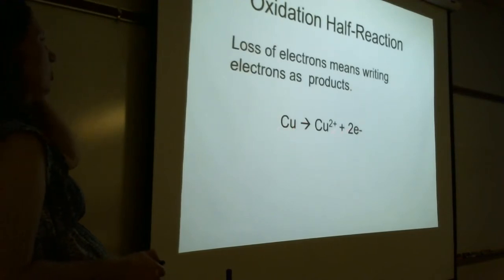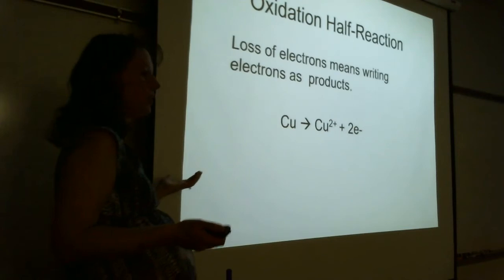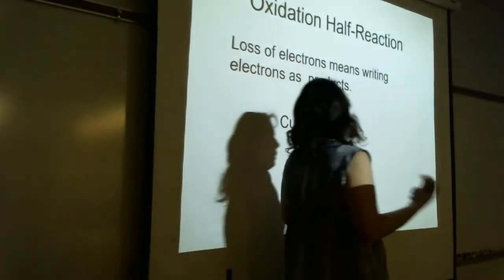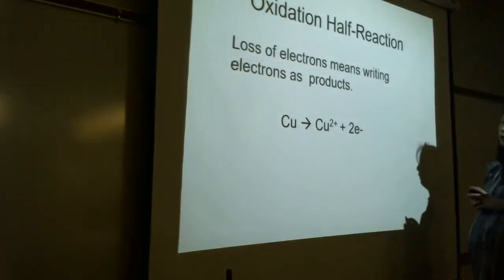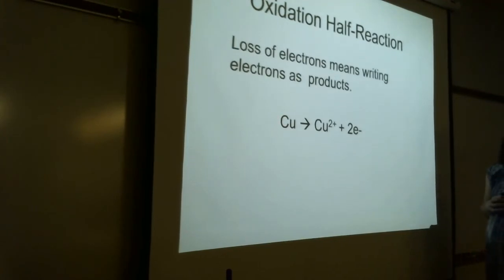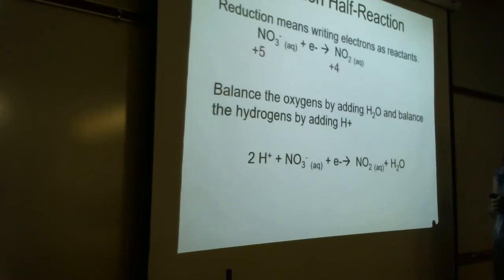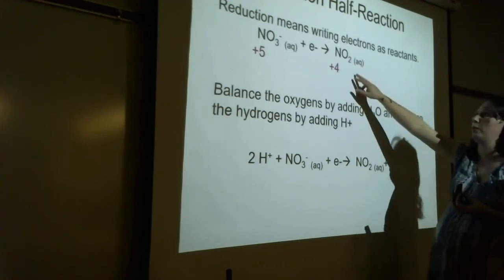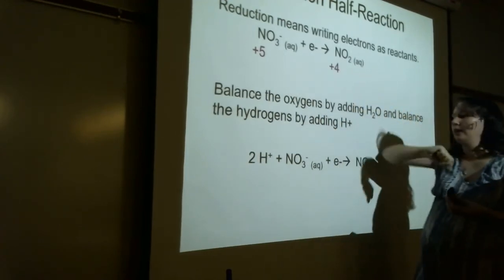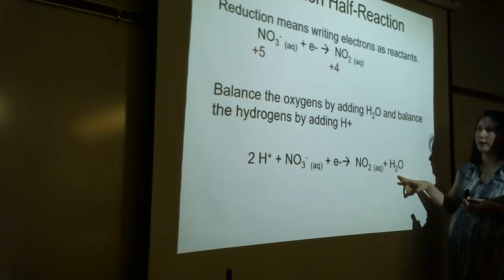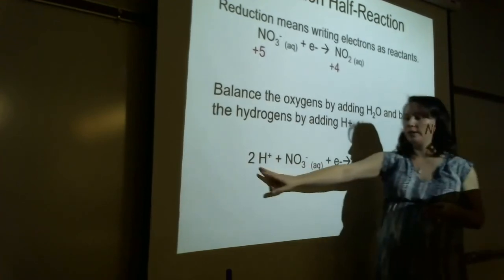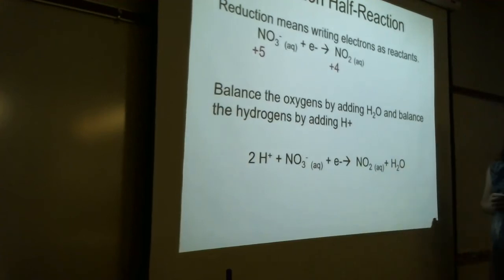For the copper half reaction, that's really easy. I don't have to deal with any oxygens or hydrogens or anything like that, right? I don't have to deal with any coefficients either. It's 1 to 1, so it's literally just adding the 2 electrons on there. For the reduction half reaction, I do have to deal with oxygen, because I've got more oxygen on the product side than I do on the reactant side. So I need to add H2O to the product side, which means I need to add H plus to the reactant side. So do we agree on the 2 half reactions?